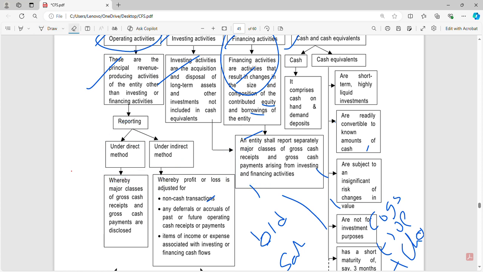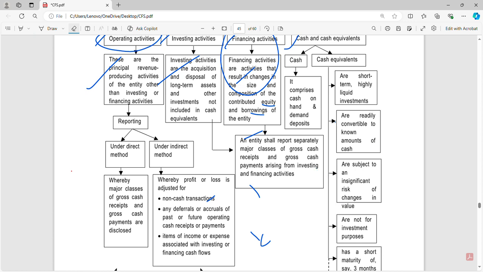If you are receiving interest received and interest paid, we should not show them as a net balance; we should show them separately. Interest paid will come under the financing activity, and interest received will come under the investing activity. The net amount is not allowable.